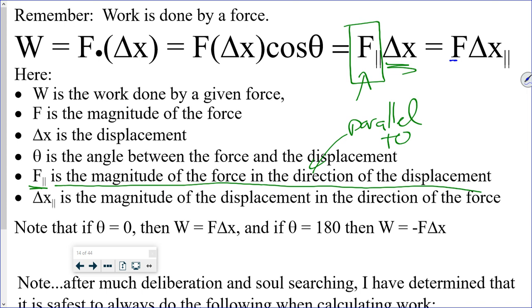And then the third option is the opposite. Instead of splitting your force into components, you're going to split your displacement into components. And again, what you want is the component of the displacement that is parallel to the force, and then multiply. All right?